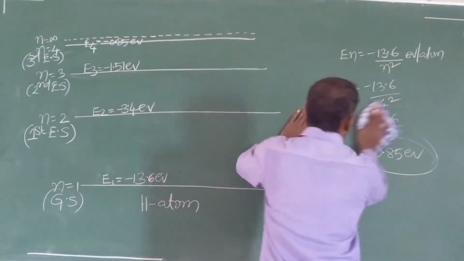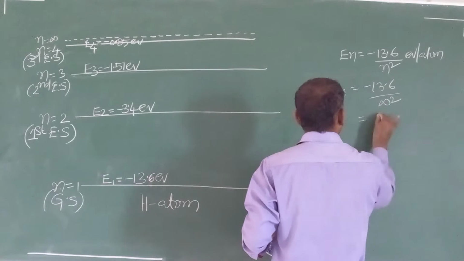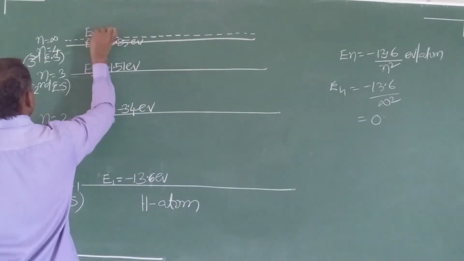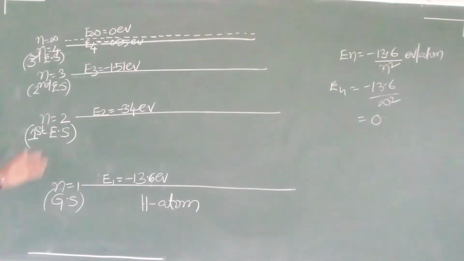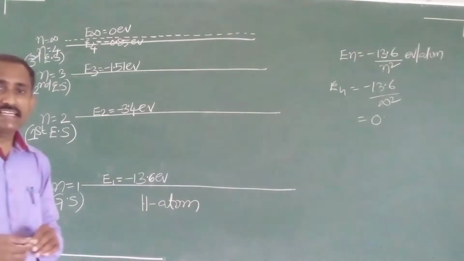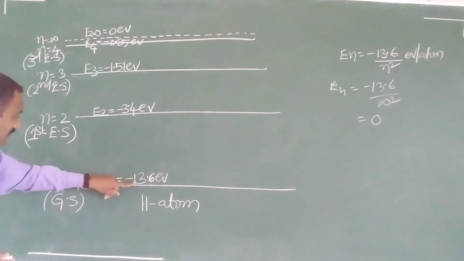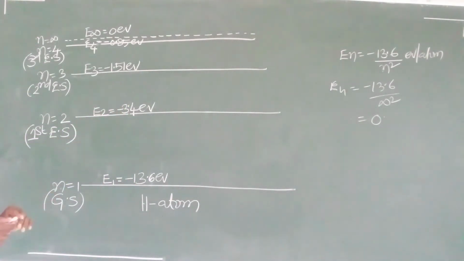Similarly, infinity orbit energy: infinity square, so something by infinity is 0. Therefore, infinity orbit energy is 0 electron volts. Not only for hydrogen, in any species, infinity orbit energy is always 0. So my advice is, if you remember these values directly, time will be saved in the final exam. Otherwise, we have to take the time.